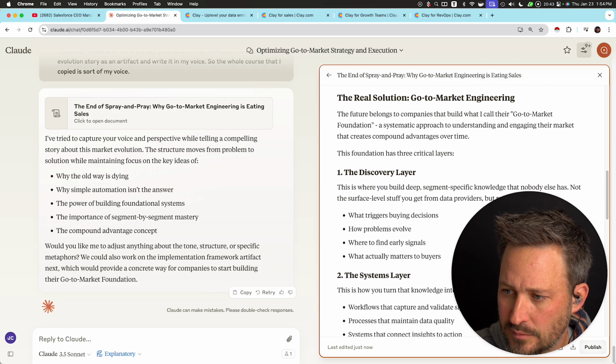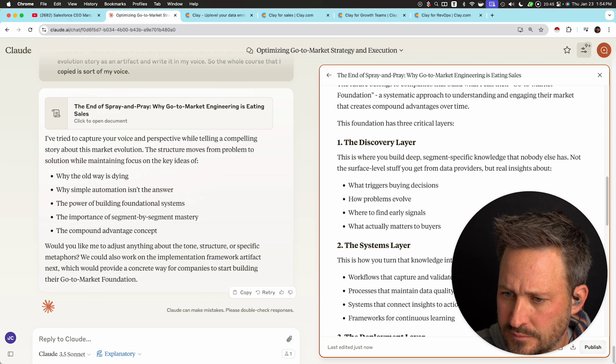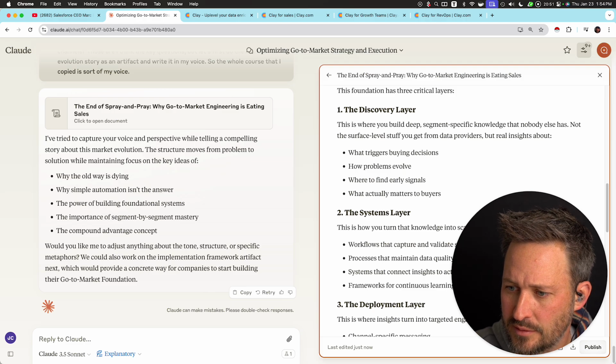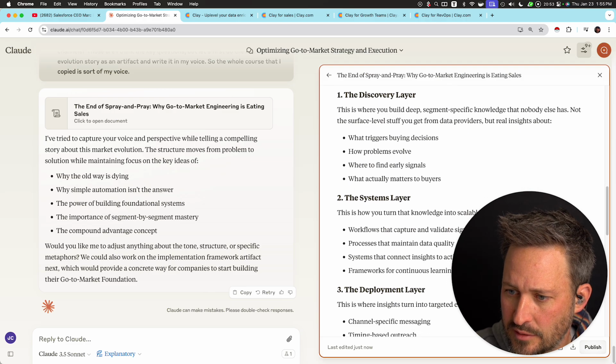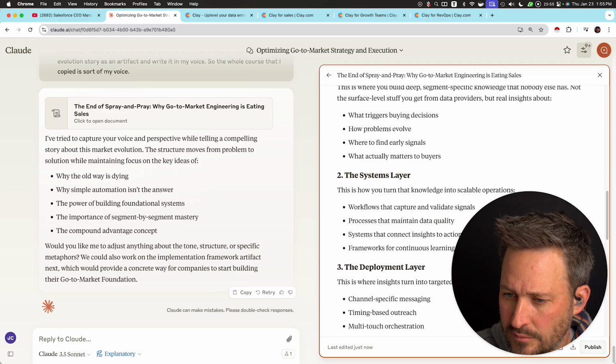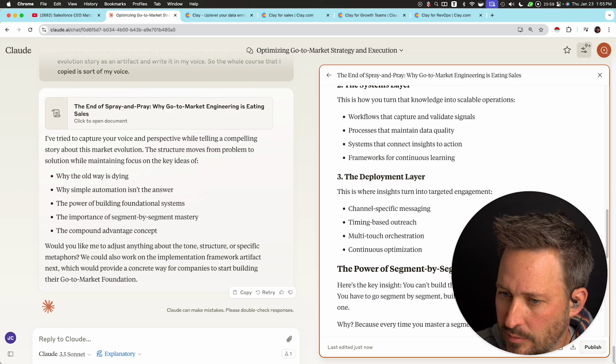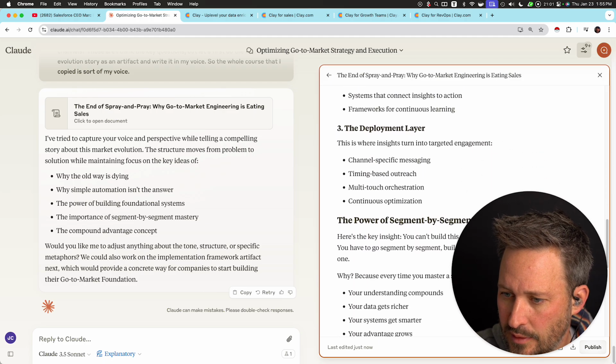Built their go-to-market foundation. The discovery layer. This is where DSD, deep segments, and nobody else has. Not where you get but real insights about. Yes. This is how you turn that knowledge into scalable operations. The deployment layer.